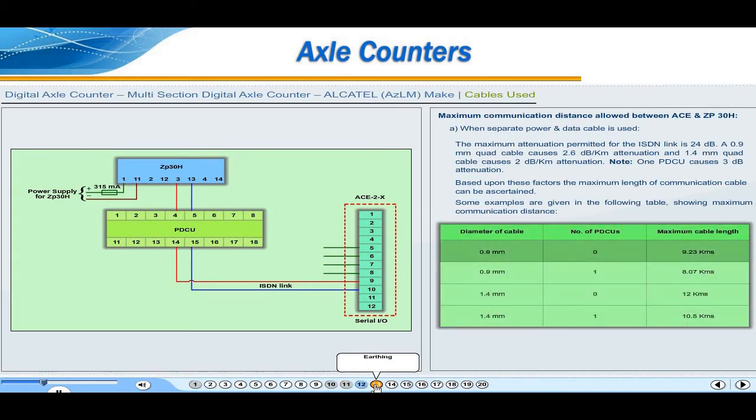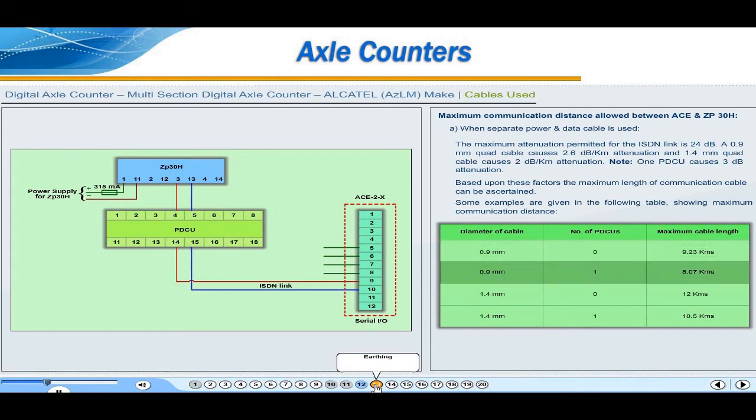By using 0.9 mm diameter cable and without any PDCU, the maximum length of communication between ACE and EAK is 9.23 kilometers. Whereas with 1 PDCU, the maximum length reduces to 8.07 kilometers. By using 1.4 mm diameter cable and without any PDCU, the maximum length is 12 kilometers. Whereas with 1 PDCU, the maximum length reduces to 10.5 kilometers.